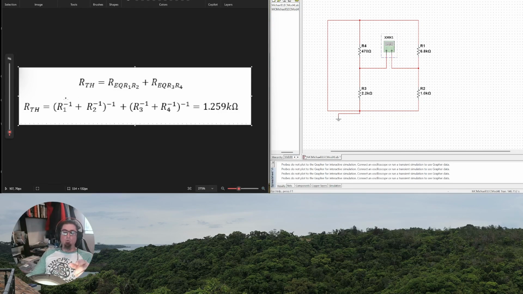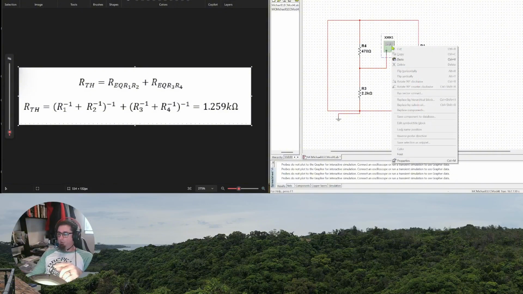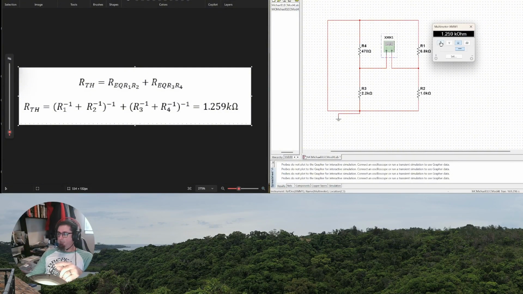So resistive equivalent 1 is right here, that's the first portion, and the resistive equivalent right here is the second portion, and then they just get added together, because these two are in series. Now we go over here to our multimeter, and look at that, we have 1.259 kiloohms.